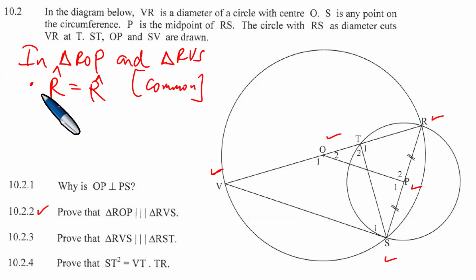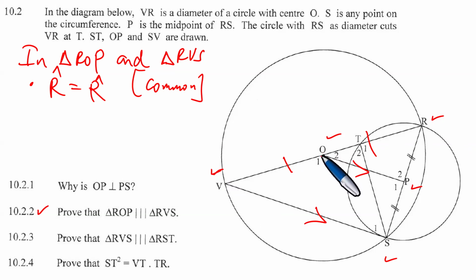Okay. And then now we have angle O2, which is common. But now also, it is very important to note that this OP is actually parallel to VS. OP is parallel to VS because of the midpoint theorem. This is a radius, and this is also a radius because O is the center.